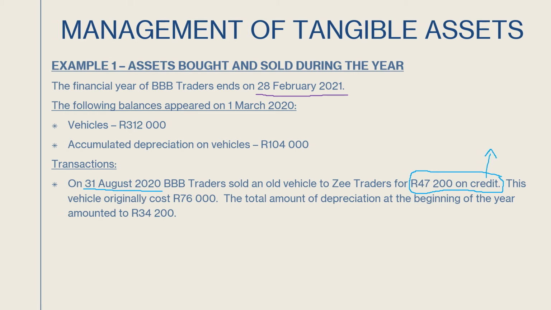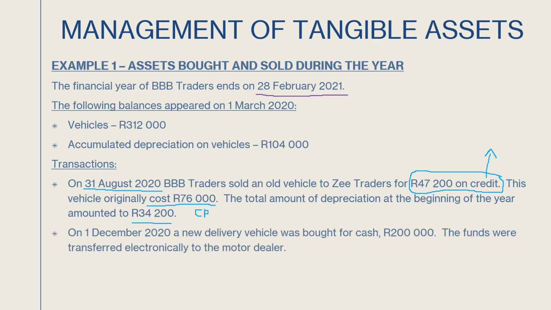The vehicle originally cost 76,000 Rand. That would be its cost price. And then the total amount of depreciation at the beginning of the year amounted to this much. We didn't sell it at the beginning of the year. We sold it in the middle of the year, so this is also important.